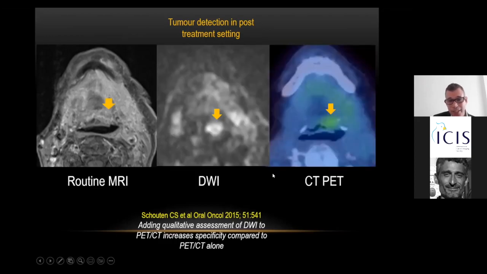But you can see that on diffusion-weighted imaging and on PET-CT, it's located to the left side of the base of tongue. And it's been shown in this paper how qualitative assessment of DWI is complementary to PET-CT in this regard.